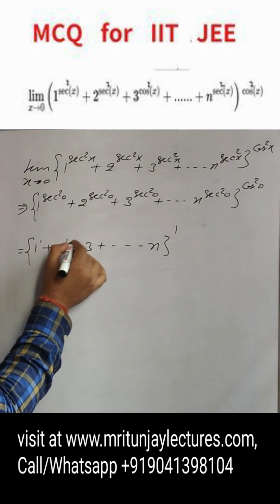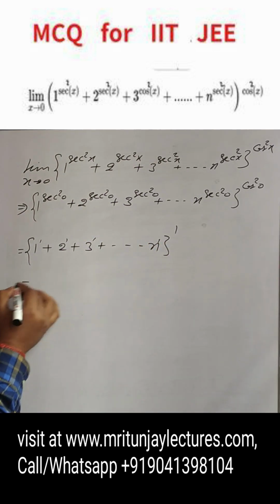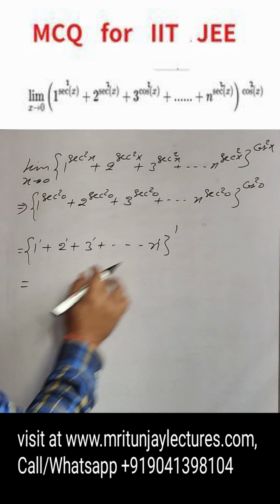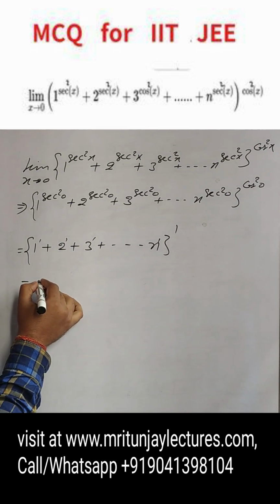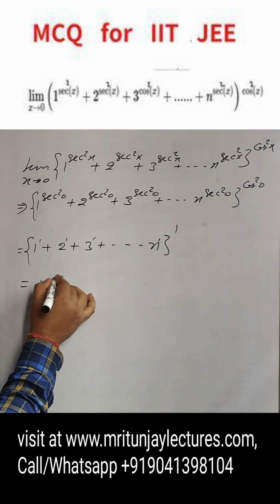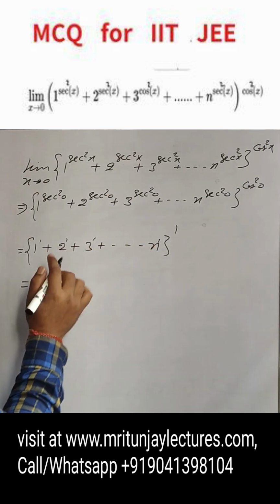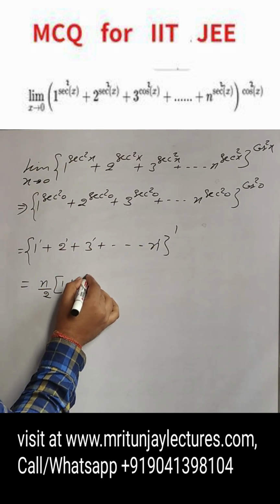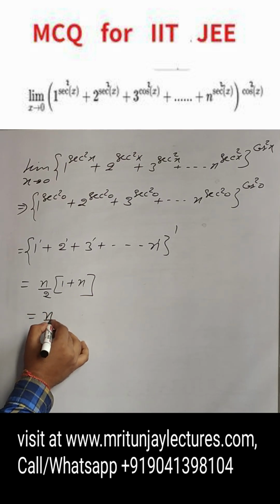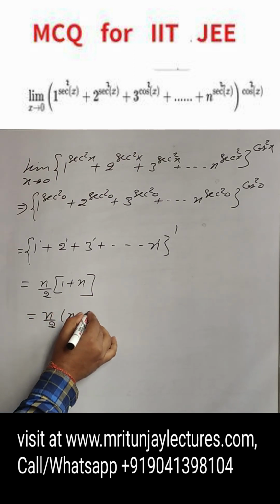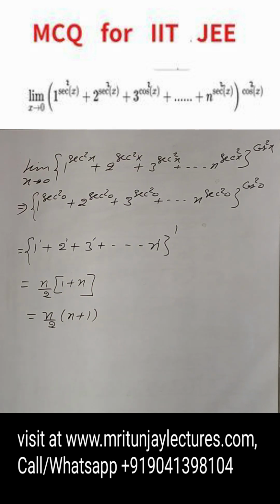Okay, 1, 1, 1, 1. Clear or not? This is an AP series. So what about the formula? n by 2 into a plus last term, 1 plus n. So the final answer is n by 2 into n plus 1, which is the right answer. If any doubt, then comment it. I will discuss again.